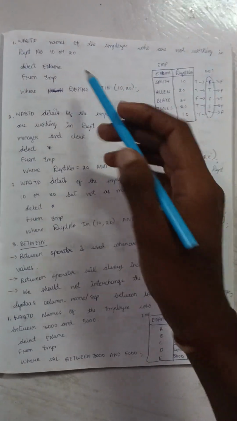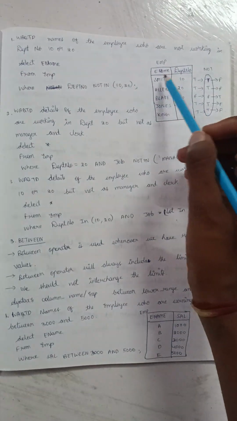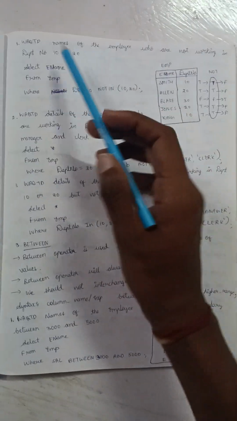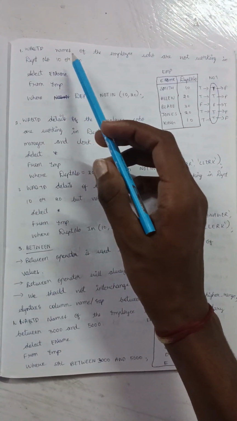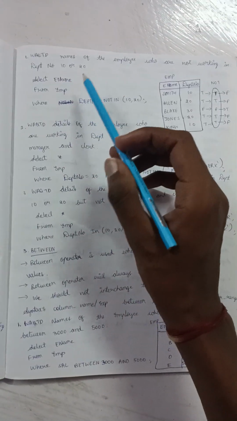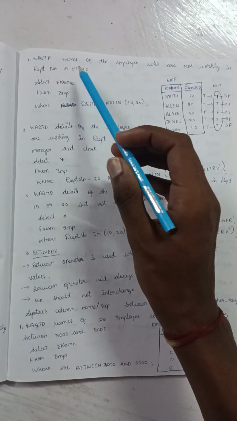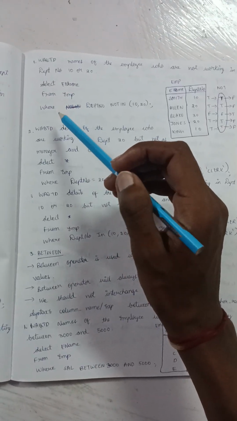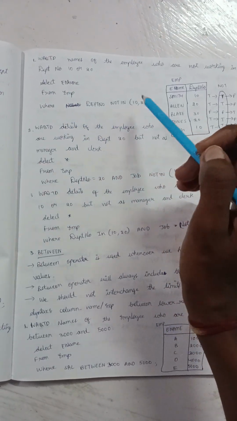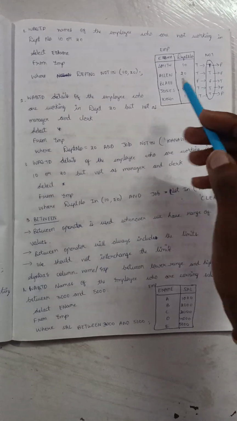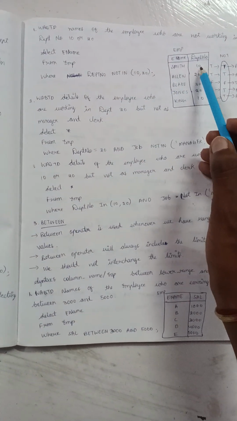For example, we have an employee table with ename and department number columns. Write a query to display names of the employees who are not working in department number 10 or 20. We want names, so SELECT ename FROM EMP WHERE department number NOT IN (10, 20).